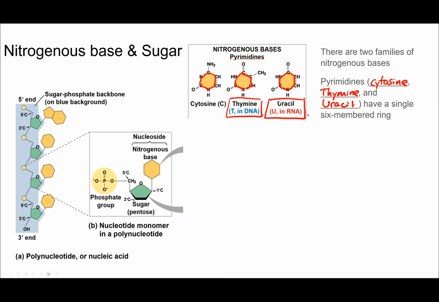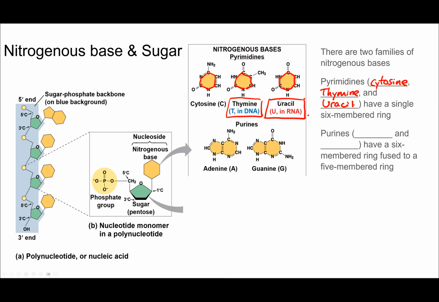The second type of nitrogenous base is what we call purine. So instead of having one ring, it will have two rings instead. One ring, two rings, one, two. And they are adenine and guanine.